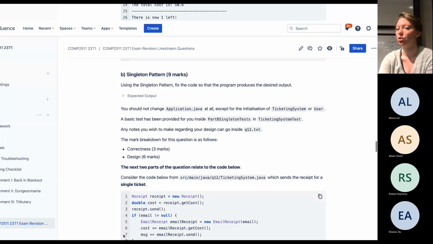So the other keyword you have to use when you do the Singleton pattern is synchronized. And I've spelled it wrong, please.